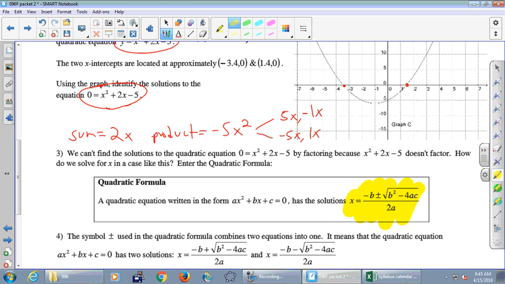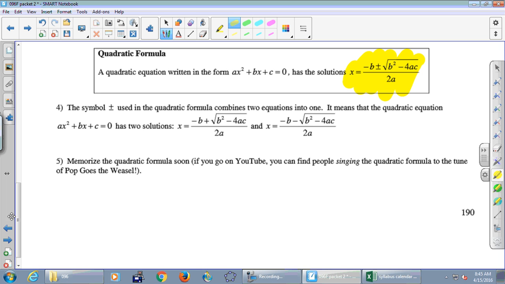Raise your hand if you at one point in your life had it memorized. Raise your hand if you still have it memorized. Yeah. Okay, so we're going to use that formula. You don't need to worry about memorizing it. I will provide it on any quiz or test where I want you to use it, but I need you to be able to use it.